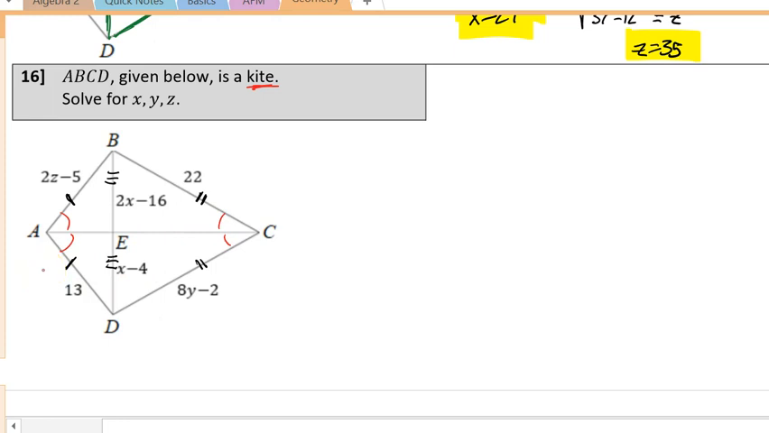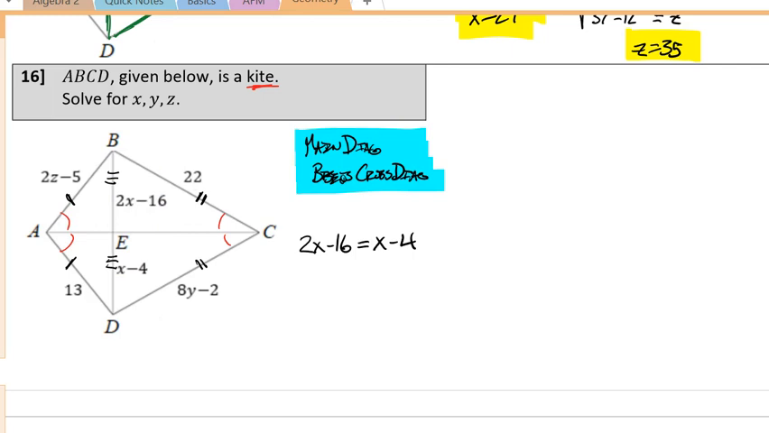So that means we'll start off by solving for x. The main diagonal bisects the cross diagonal. Or more importantly, that 2x minus 16 is equal to x minus 4. We'll go ahead and solve this multi-step equation. We'll subtract the x over, so x minus 16 equals negative 4, giving me that x is equal to 12.